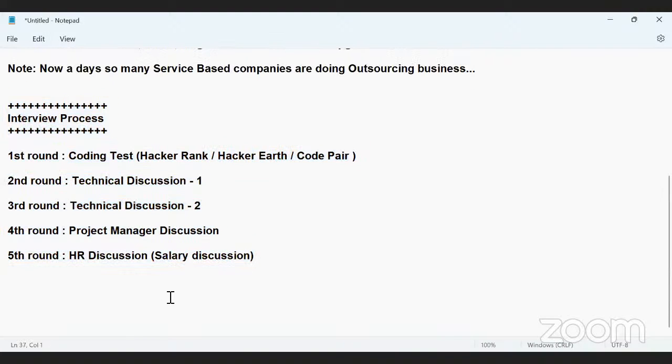Whether you go as a Java fresher or as an experienced Java developer, they are conducting this coding test. They will give some programs and ask you to write the solution. They will give some problem and ask you to solve that problem.